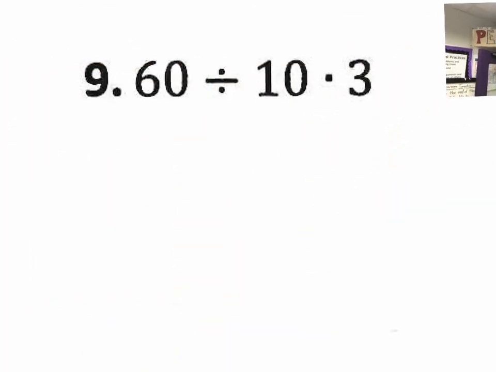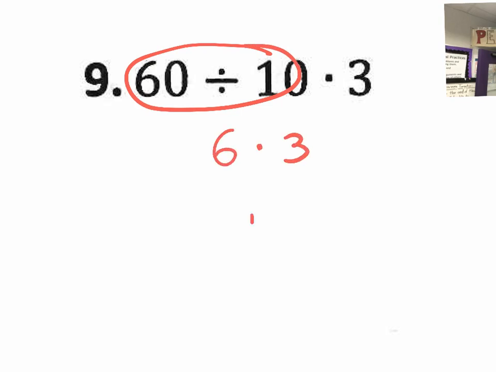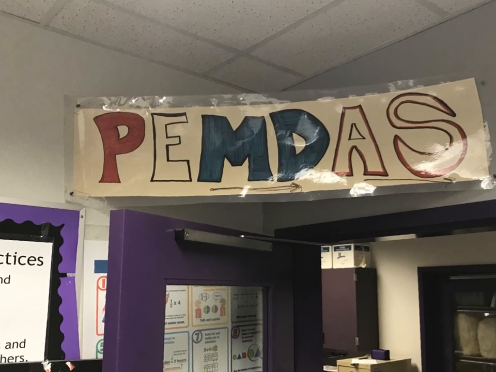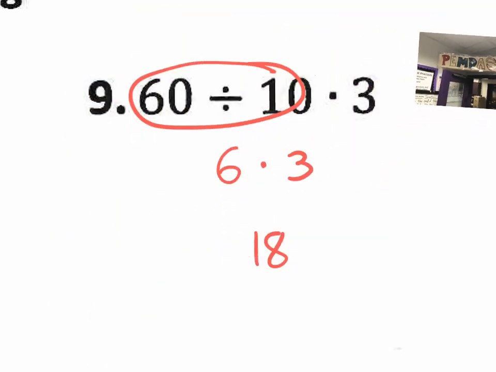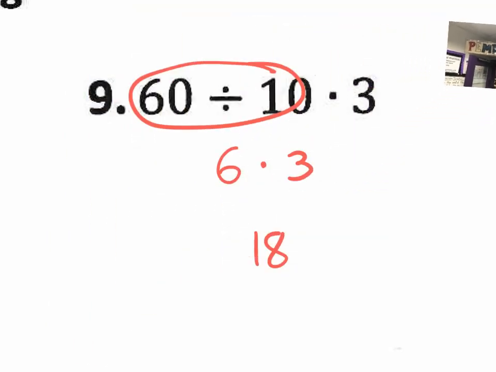So if I take a look at this, I need to go from left to right. So 60 divided by 10 times 3. When I go 60 divided by 10, I get 6, and 6 times 3 is 18. So do not make the mistake of thinking, oh, in PEMDAS I have the M before the D, I have to multiply first. That would be wrong. If you multiply, that's going to be wrong. 10 times 3 is 30, and 60 divided by 30 is 2, and that's not the correct answer. The correct answer is 18.